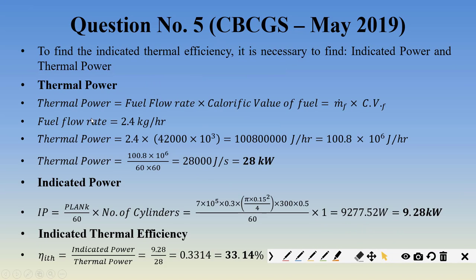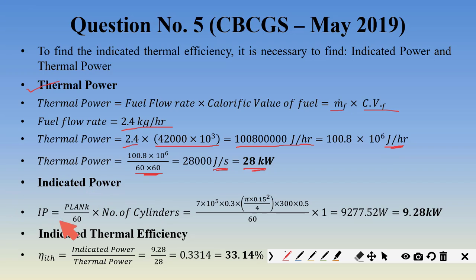So first of all, here is our thermal power. Thermal power is fuel flow rate into calorific value. So mass flow rate of fuel into calorific value, it is per hour. So multiplying kg per hour into calorific value, we get it per hour, right? Dividing it by 3600, we get it per second. So it is 28 kilowatt. Thermal power is 28 kilowatt.